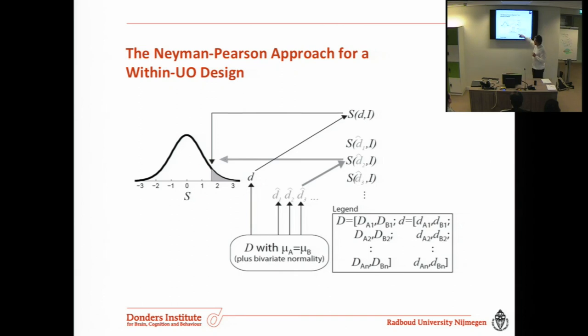So the structure of the data is different, but the logic is the same. There also is this test statistic S here, but this is not the two-sample t-test now. It is the paired samples t-test, or also the dependent samples t-test. That's one that you calculate in a different way than a between samples t-test.